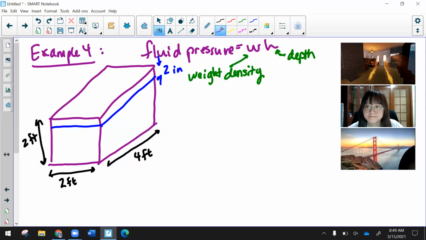Okay, so let's take another walk down memory lane to freshman physics. I honestly don't know if you do this in freshman physics anymore. I always taught this in freshman physics. Do you do pressure in freshman physics? We may have, but I have. Okay. So pressure is force divided by area.